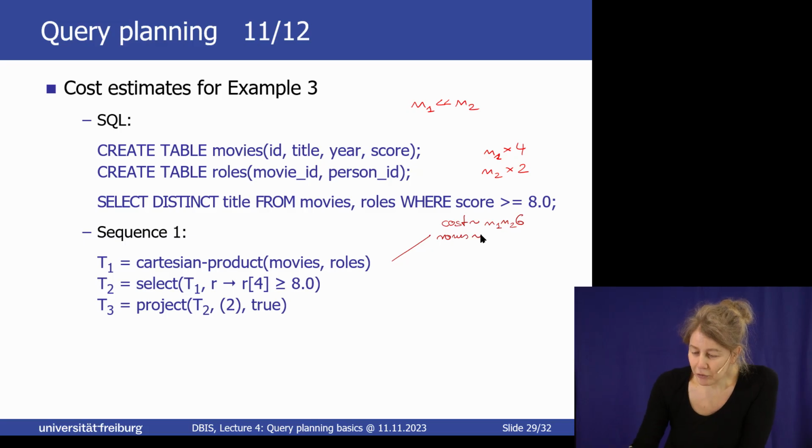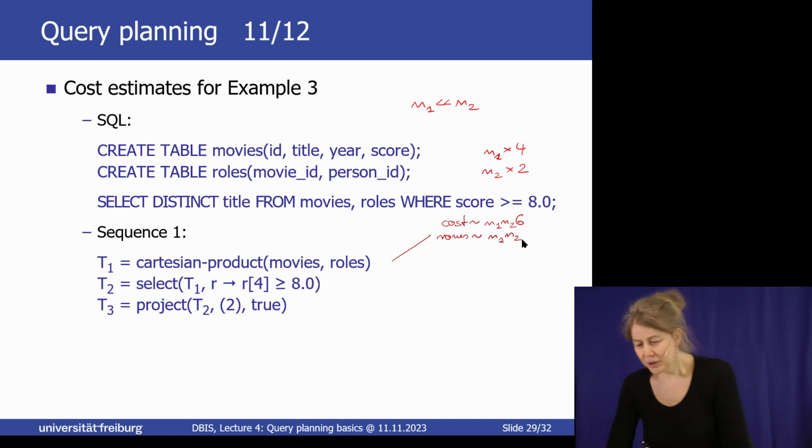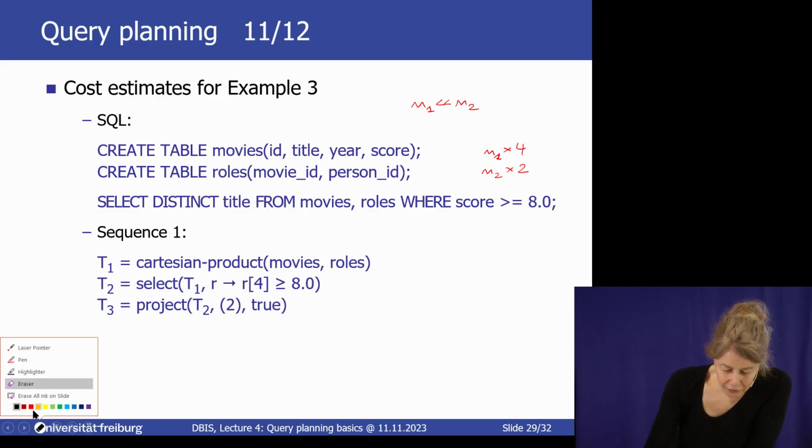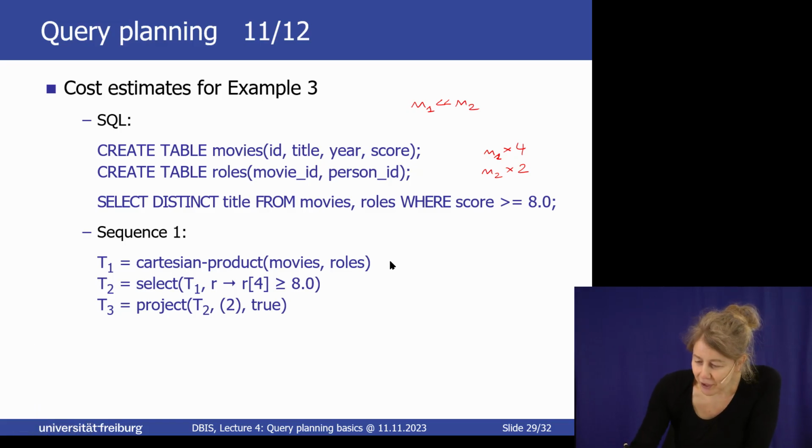The number of rows is just n1 times n2. Did I pick the wrong one? This is so mean. I have to do that again. It's still off here. It's just to challenge me. I have to click somewhere else than where I draw.